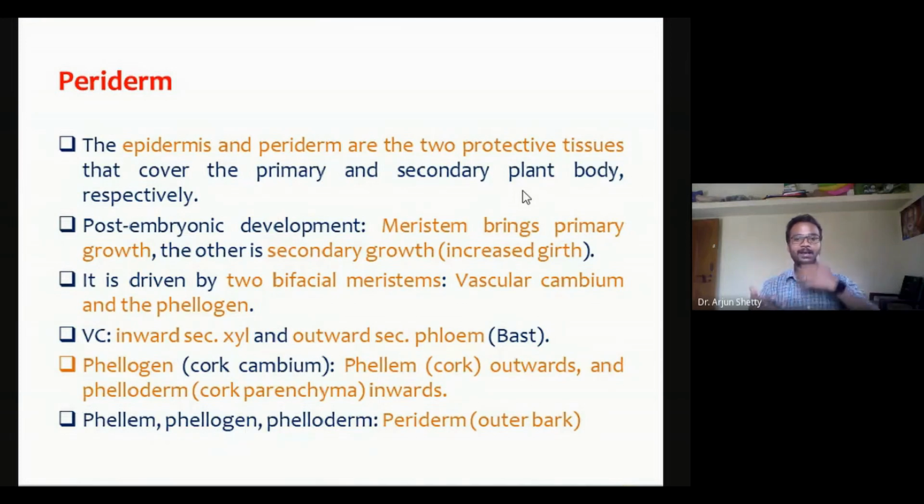The other point is that once the plant completes its primary growth condition, it shifts to secondary growth. Secondary growth, let us take, we have the intercalary meristem.